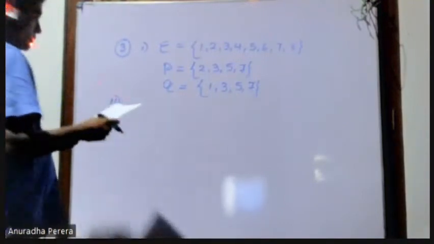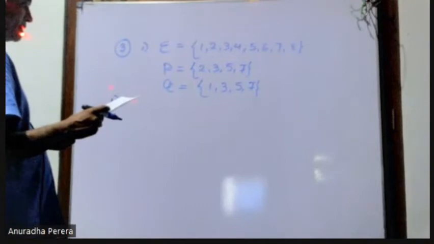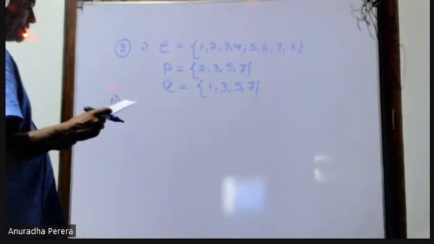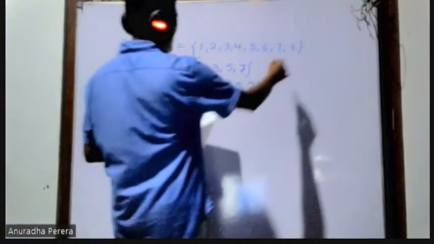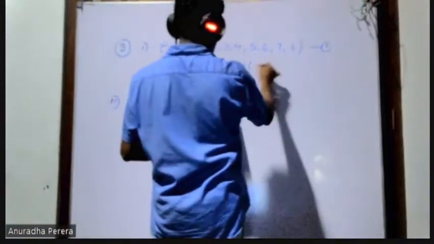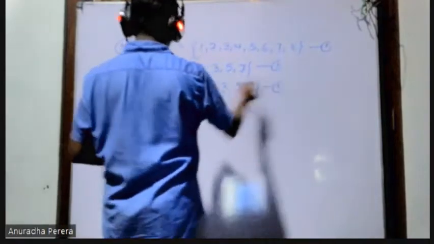Second one, show these sets in the given Venn diagram. One mark for this one also, one mark.